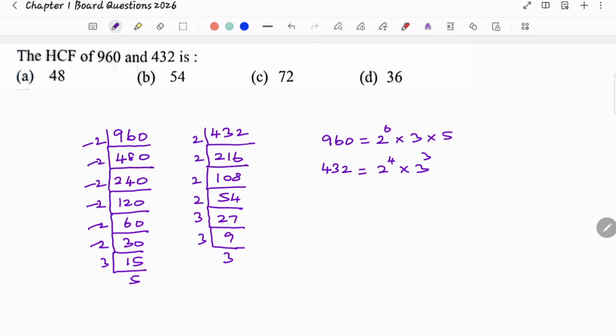To find the HCF, always we should choose the common factors with the smallest powers. So HCF of 960 and 432: first write the common factors. Common factors are 2 and 3. Smallest power of 2 is 4. Smallest power of 3 is 1. So 2 power 4 is 16. 16 multiplied by 3, so HCF of these two numbers is 48. So option A is correct.